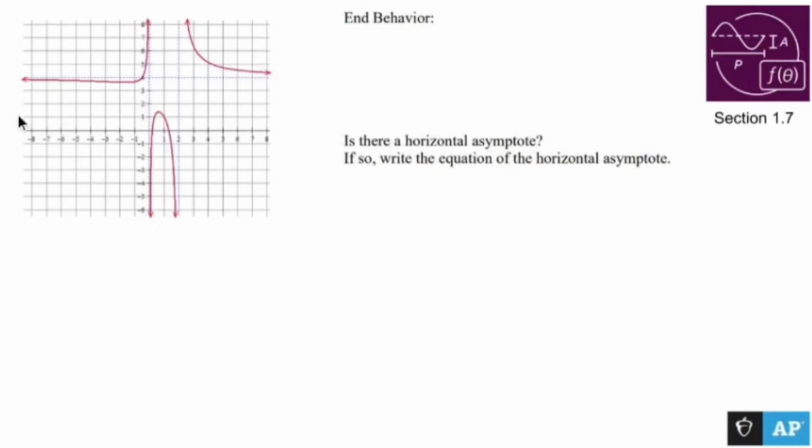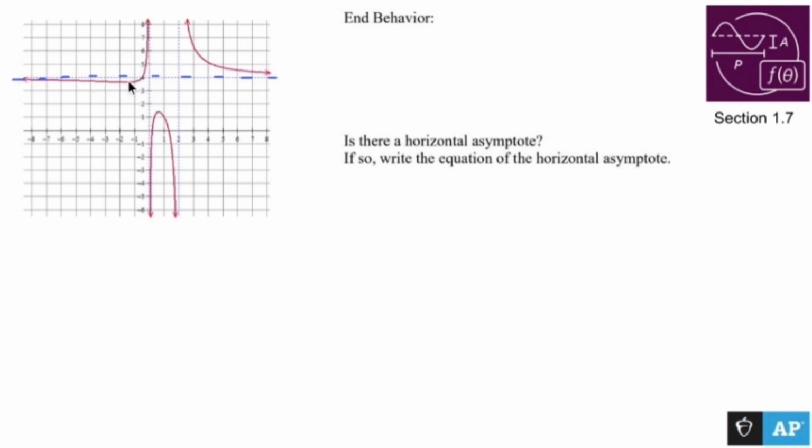All right, looks like we have ourselves a gross-looking rational function type thing, and we are being asked to find the end behavior, ask if there's a horizontal asymptote, and then write out the equation of the horizontal asymptote. Now, it looks to me that we do have a horizontal asymptote, and we do have end behavior, and things seem to level out at this number right here. This guy flattens out here. This guy starts down here, comes back up, and starts to flatten out right there.